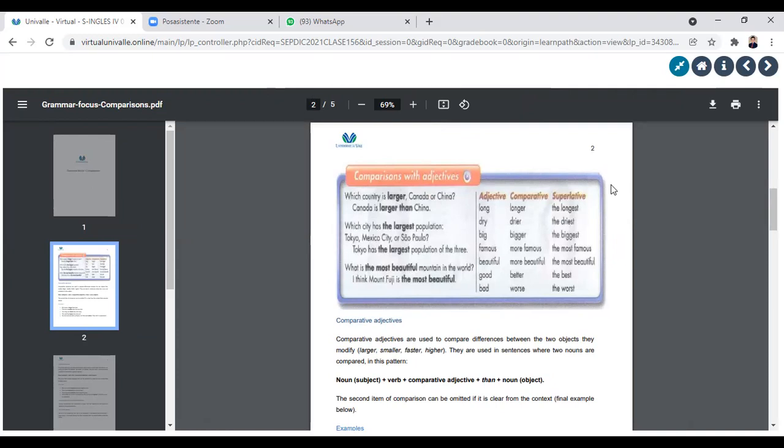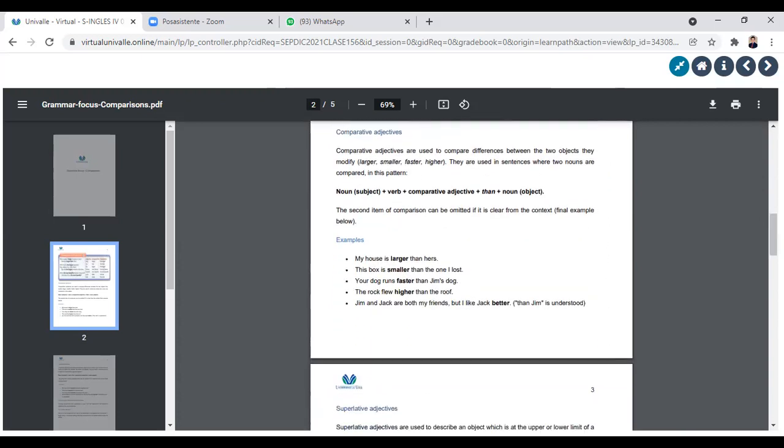In this pattern, we have the grammar structure: noun (subject) plus verb plus comparative adjective plus than plus noun (object). The second item of comparison can be omitted if it is clear from the context. In this case, my house is larger than, we add the word than, hers.